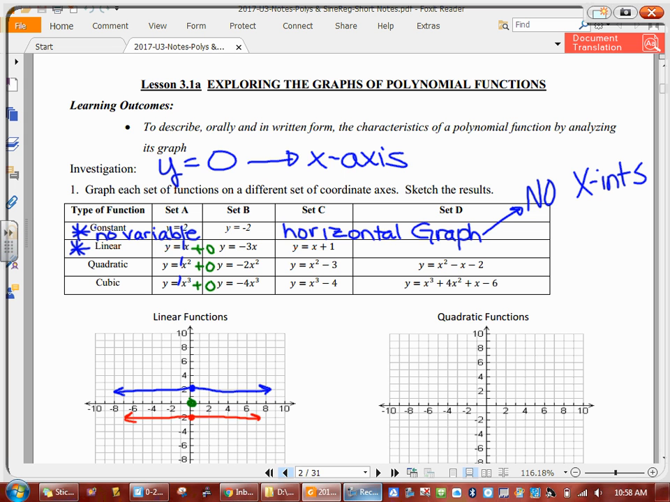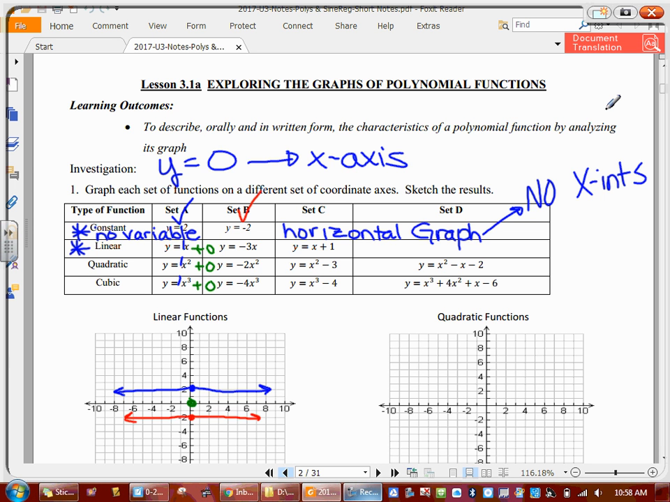The linear functions, so far we've got both the constant functions. We've got our blue one we have graphed, and we have our red one we've graphed. Now we're on this same linear one. We are going to graph our two linears.